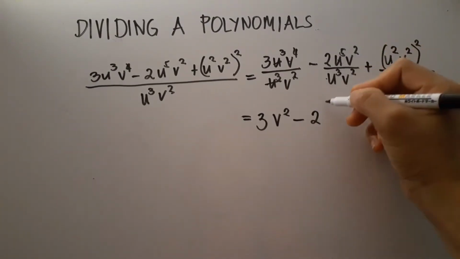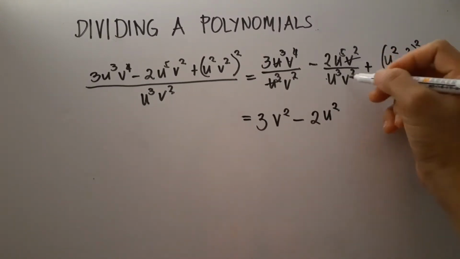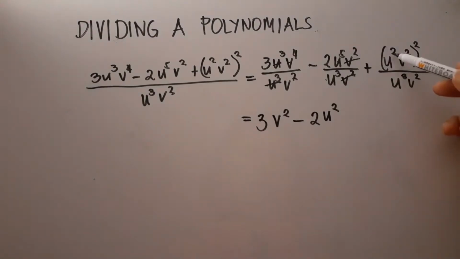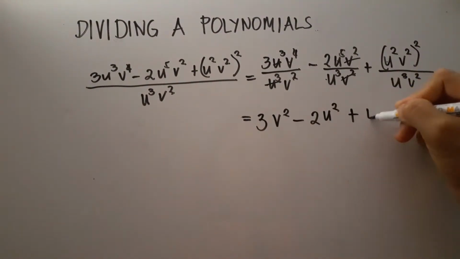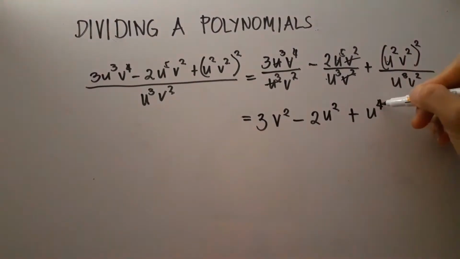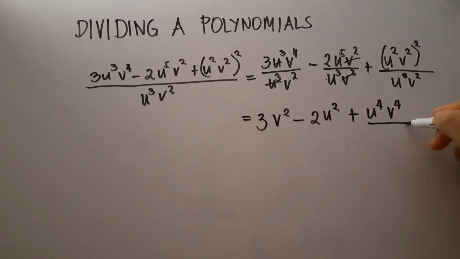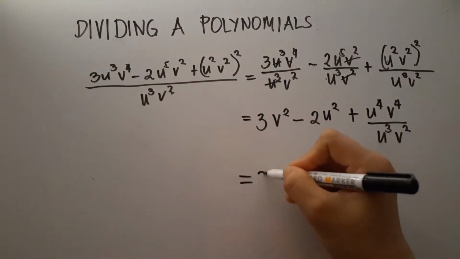Then u to the fifth divided by u cubed, we subtract the exponents, 5 minus 3 becomes 2. Then cancel out b squared. We copy first the u squared b squared, which is u to the fourth, then b squared raised to the power of 2 becomes b to the fourth, then over u cubed b squared.